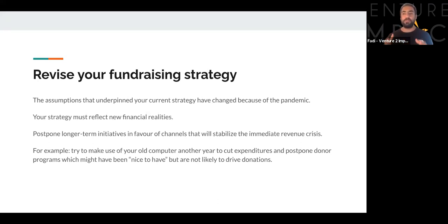So you might be experiencing immediate cash flow issues, and one of the things that we're going to recommend to you right here is that you don't look at things from a 10-year perspective or a 5-year perspective, but what are the things that you can launch really quickly in support of stabilizing your immediate revenue crisis. So for example, there are some cost-cutting initiatives that you can do, and then there are some programmatic things that you can do.